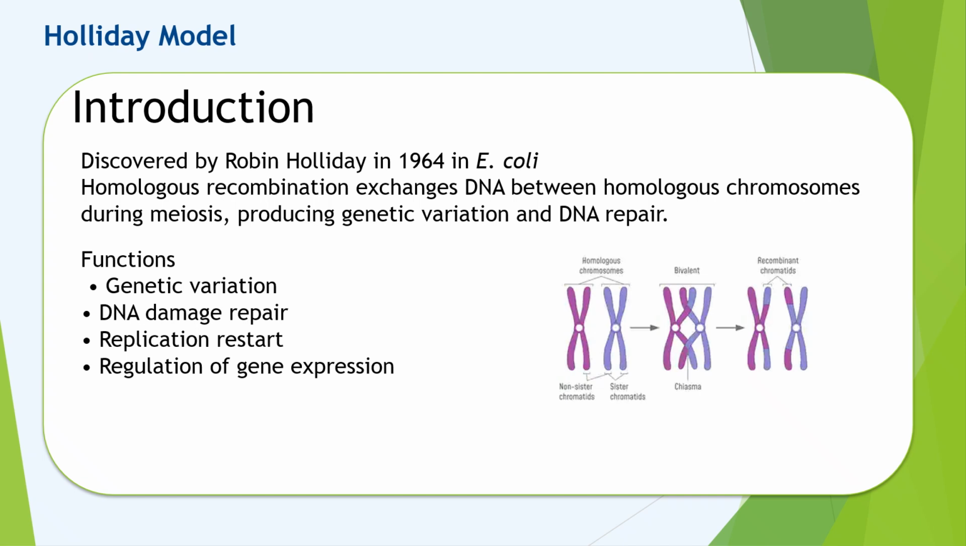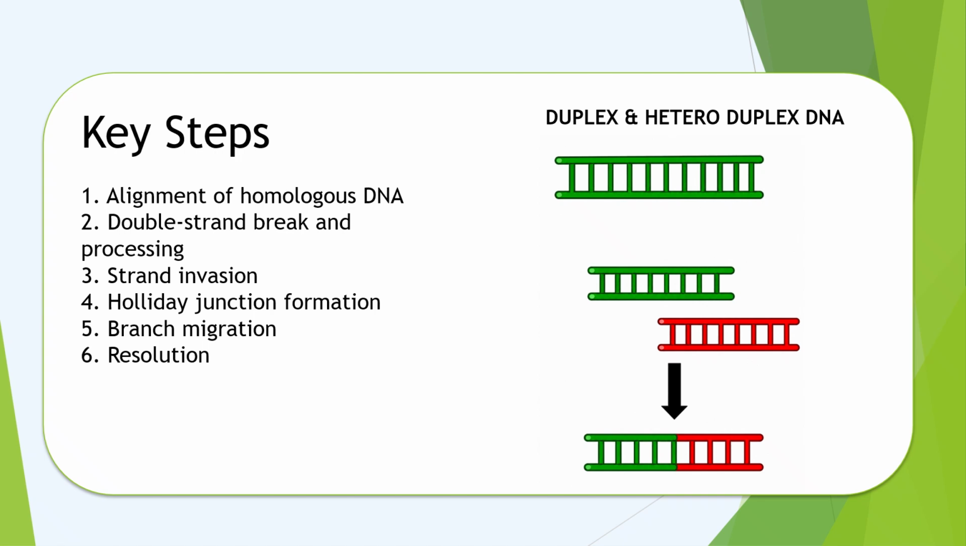The functions include genetic variation, DNA damage repair, replication restart, and regulation of gene expression. The key steps involved in Holliday model of homologous recombination include alignment of homologous DNA, double-strand break and processing, strand invasion, Holliday junction formation, branch migration, and resolution. In this slide, you can see the picture of duplex DNA and heteroduplex DNA for your reference.